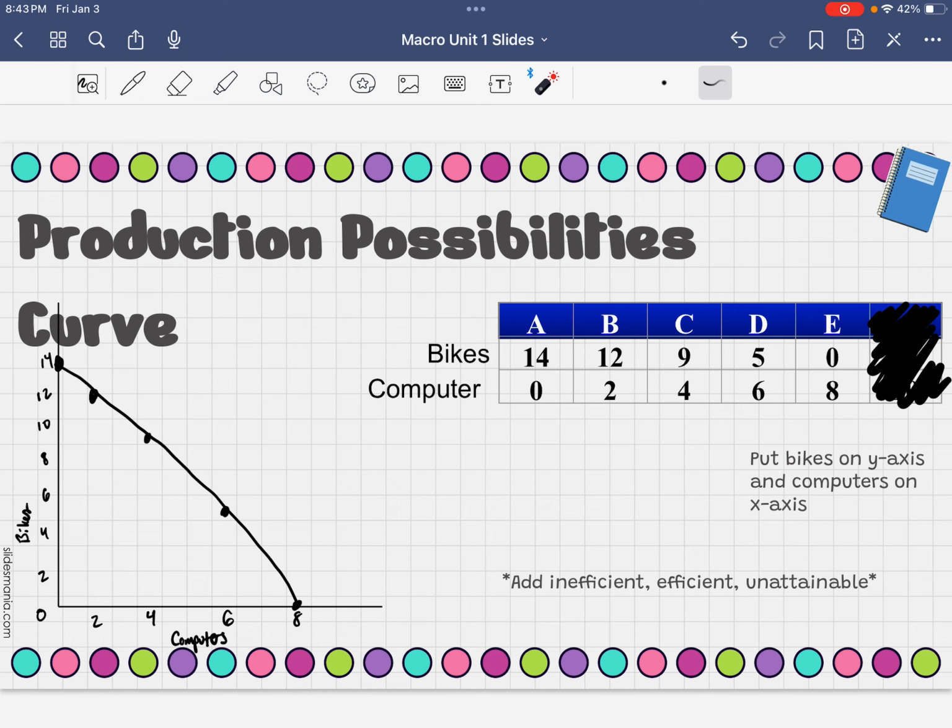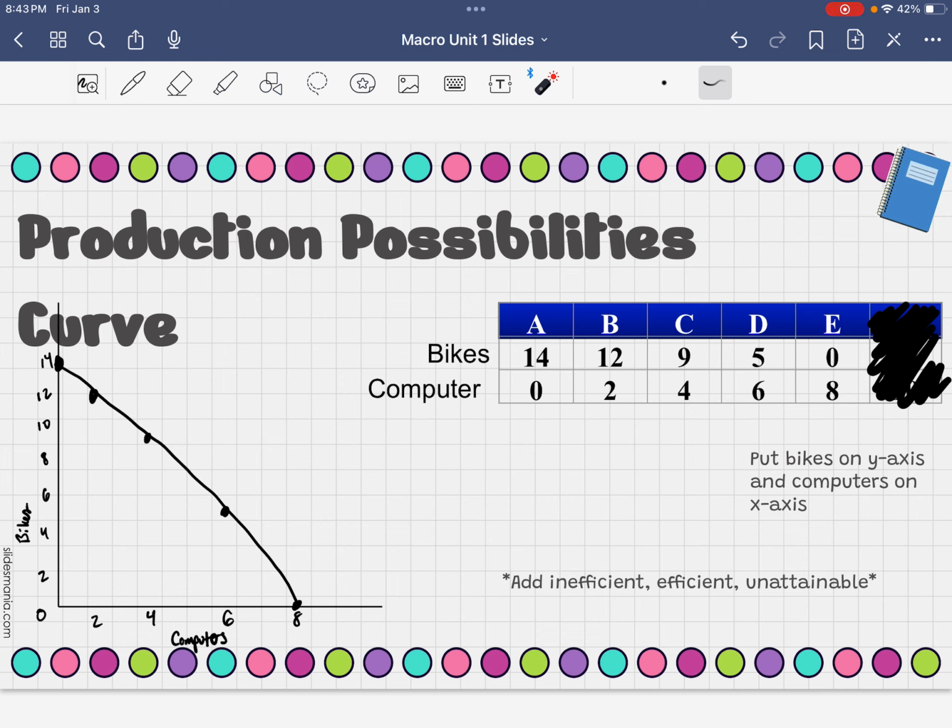And they can make 14 bikes. But if they make 14 bikes, then they don't have enough time, energy, resources, and labor to make any computers. So that would be this point right here. Now, what if they decide, okay, let's lessen the amount of bikes that we make? Well, let's make 12 bikes. Well, now we have the resources to make 2 computers. That would be this point. And so on and so on and so on. And I've graphed it all out for you and X this part out. Don't notice about that.